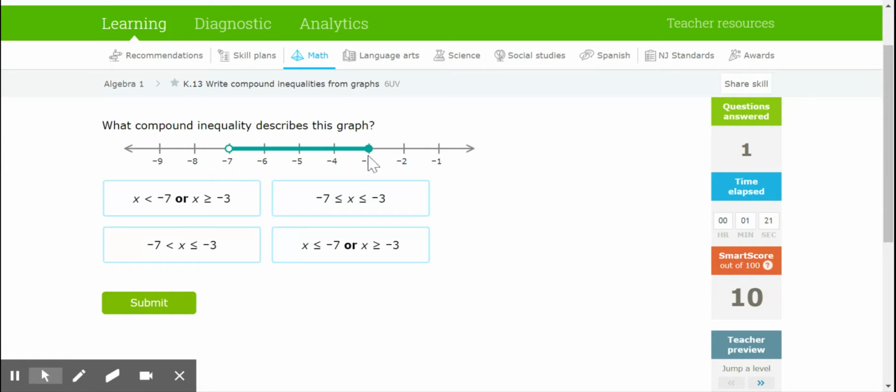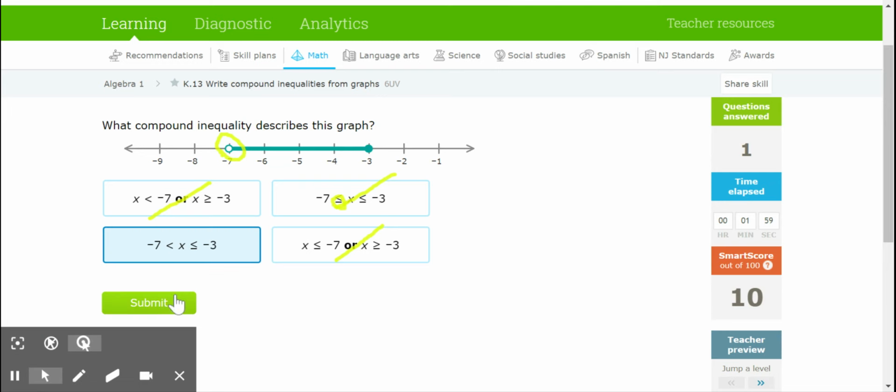Okay, now this is connected, so it's got to be an and statement. I can eliminate anything that's an or at this moment. Okay, it must be connected. So it's greater than -7 and also less than -3. But we do not want 7. In this case, it does show that we want 7, so we'll get rid of that. And so here we have -7 is less than x and less than or equal to 3, and that is going to be our answer choice.